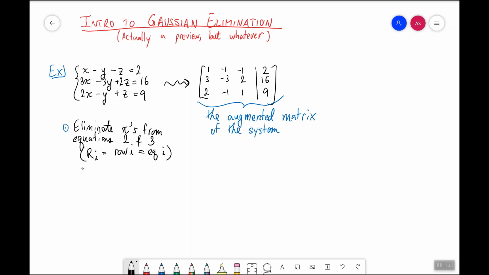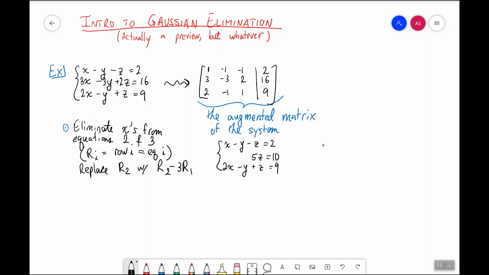So the first thing I'm going to do here is replace row 2 with row 2 minus 3 times row 1. And doing that, I get x minus y minus z equals 2 for the equation side, because I didn't change that, and 5z equals 10. And I didn't do anything to equation 3, so that's 2x minus y plus z equals 9. But having all these variables around gets kind of confusing. It's a lot to write.